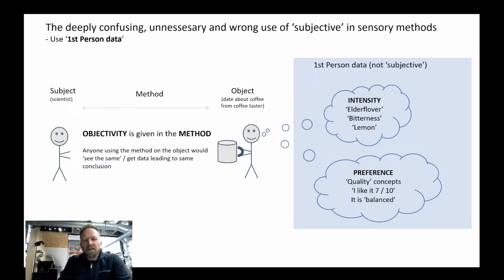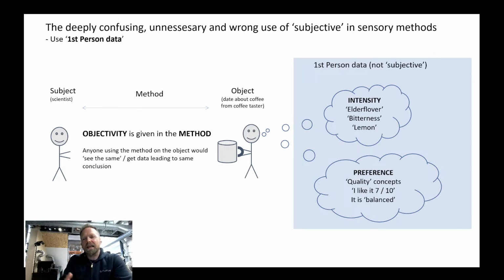So objectivity is something that is grounded in the method. So if the method is good, regardless of the observer, so regardless of which scientist would execute the experiment on the consumer group or in the lab mapping intensities, you would get to similar conclusions, because the method guarantees this. So the subject is actually the scientist. And the object is the person tasting the coffee.